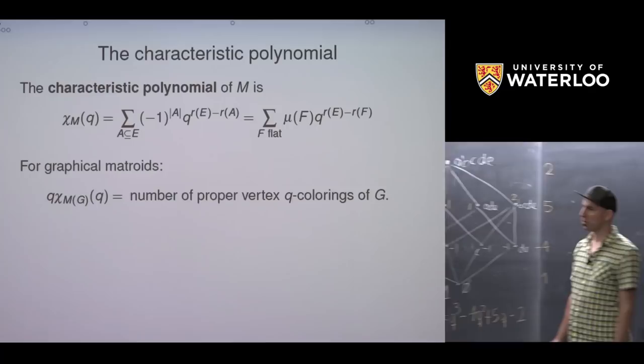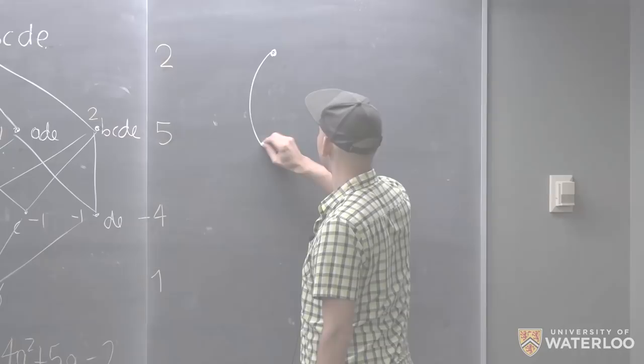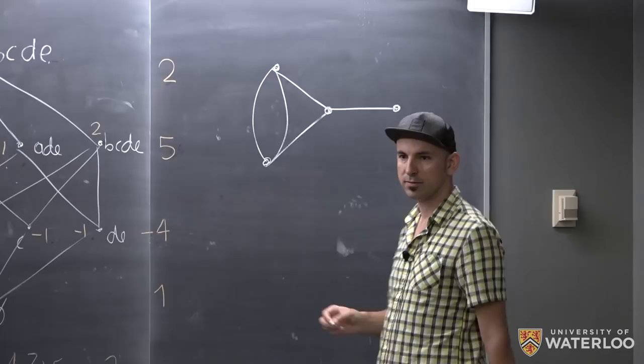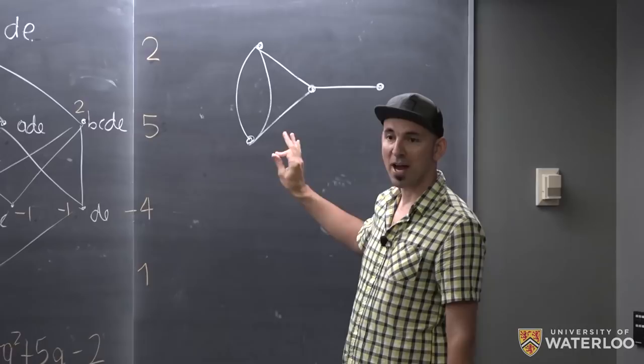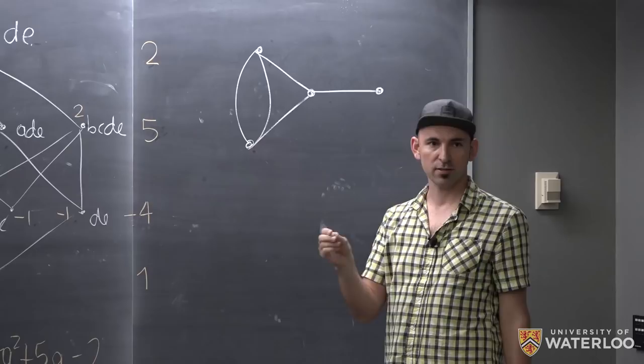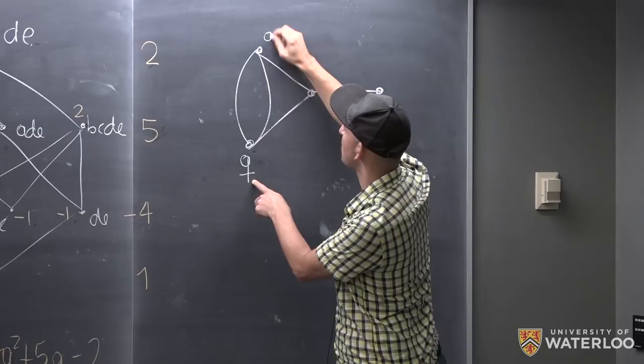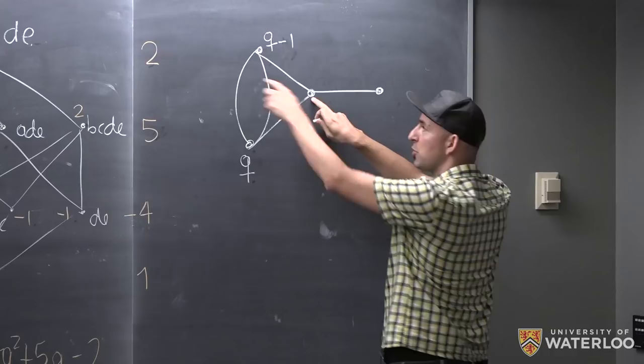One thing that I want to say is that for graphical matroids, so for graphs, if you remember the graph that this came from, I want to compute the chromatic polynomial of this graph. What's the chromatic polynomial? I want to color each vertex in such a way that neighbors always have different colors. I have q colors, so I can use any color here. Now, I need to color this one of a color different from this one. So I have q minus one options for what color to put here. I want to color this vertex so that I don't use any of these two colors, which are different. So this should be q minus 2.